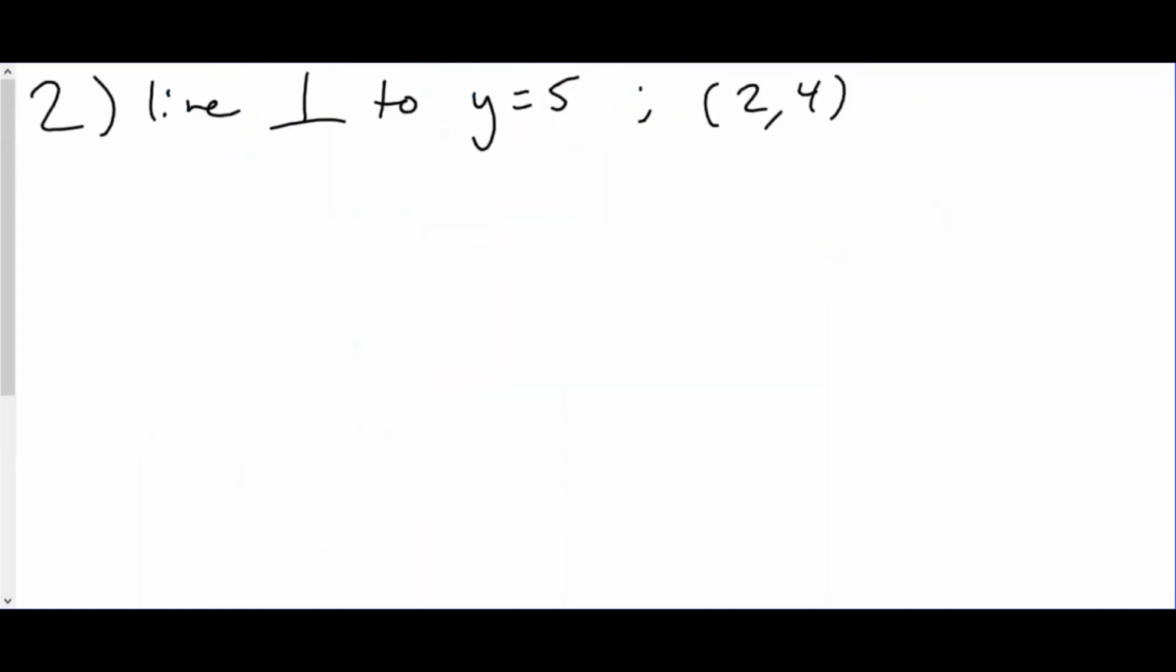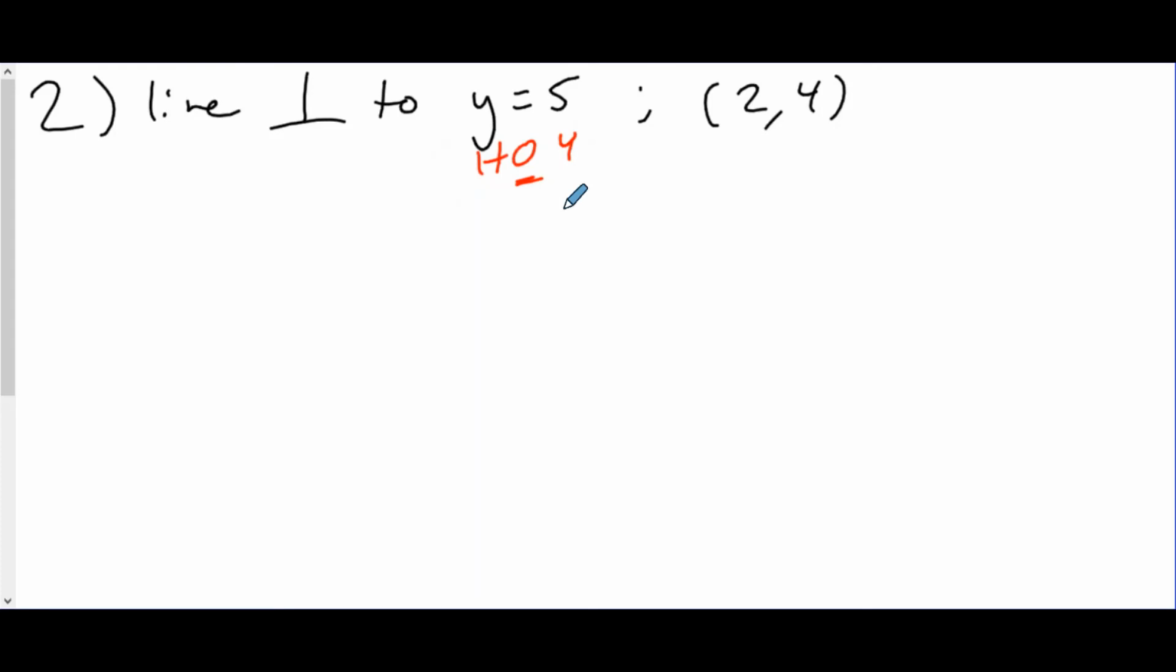Number 2, I want the equation of the line perpendicular to y equals 5 through the point (2, 4). So looking at y equals 5, what's the slope? Well, it's not 5. In fact, there's no x, so I can't look at the number with x. Oh, wait a second, this is a special case. This is a HOY VUX. So if it's y equals a number, I'm using HOY, which means my slope is 0.